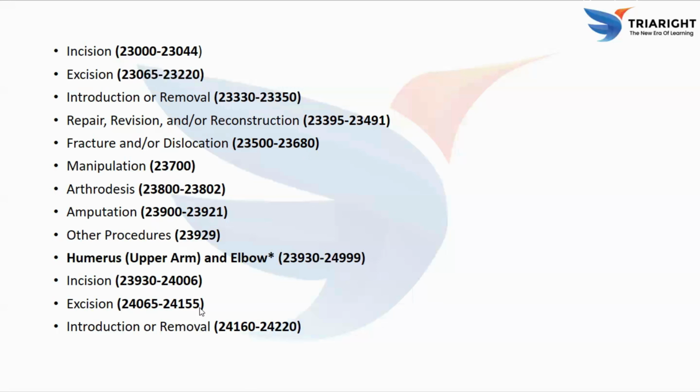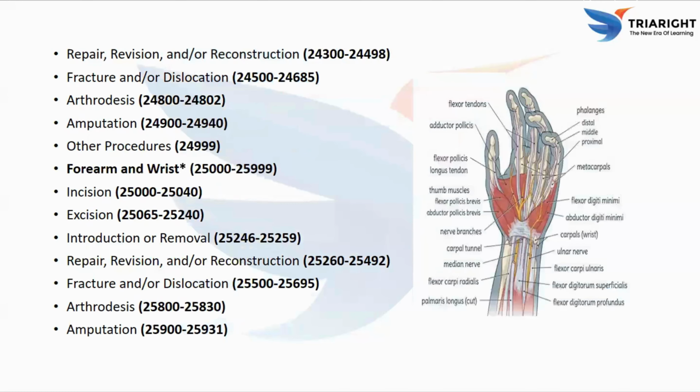Excision. The code ranges are 24,065 to 24,155. So excision involves removal of the bone lesions, soft tissue masses, damaged tissue, for example, excision of the elbow tumor. And introduction or removal, placement or removal of the implants or foreign bodies. The code ranges are 24,160 to 24,220. And next procedures under humerus and elbow is repair, revision and/or reconstruction, where fixing or rebuilding elbow structures takes place. Fracture and/or dislocation, where treatment of broken or dislocated elbow is given. So this process may be a closed approach or an open approach.